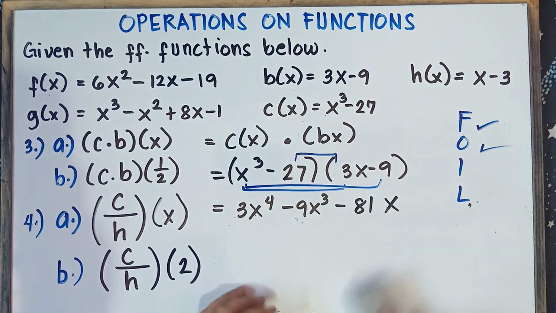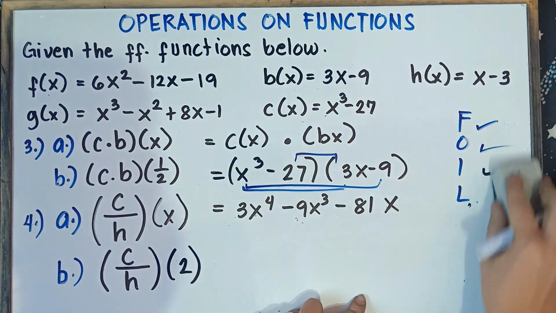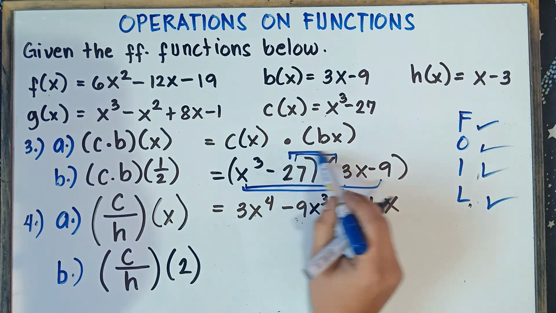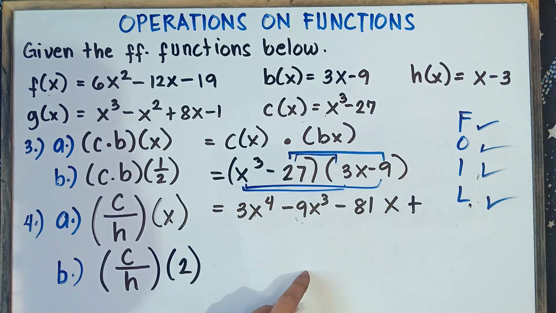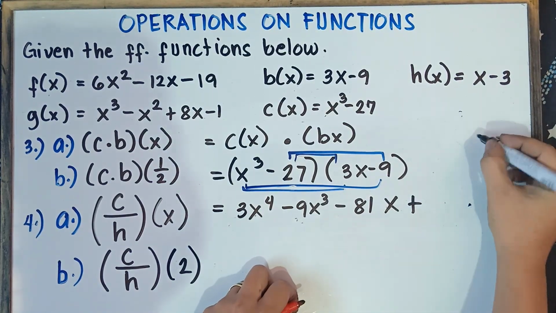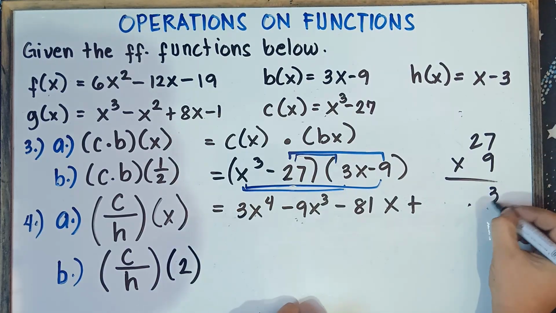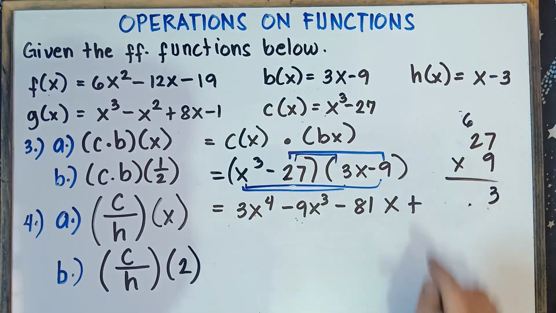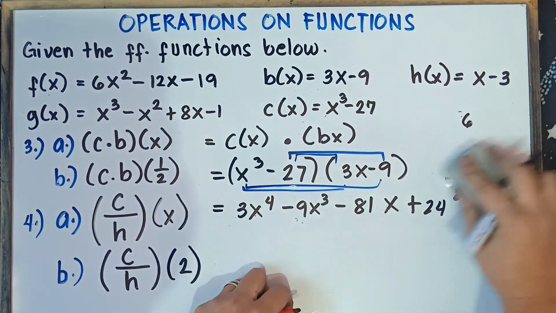And then the last step. We're done with inner, and then last, you still remember the FOIL method: negative 27 times negative 9. Negative times negative, of course, is positive. Then 27 times 9: 9 times 7 is 63, write 3 and carry 6. Then 9 times 2 is 18 plus 6, that would be 24. So that would be 243.